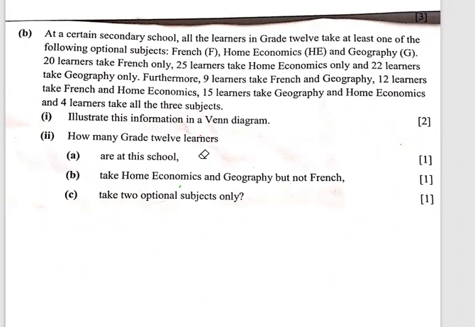On this one, we are starting with this question. We can read: at a certain secondary school, all the learners in grade 12 take at least one of the following optional subjects: French, home economics, and geography. 20 learners take French only.